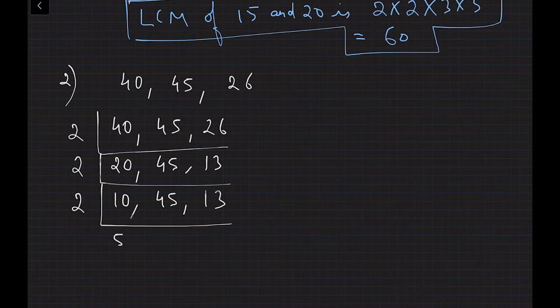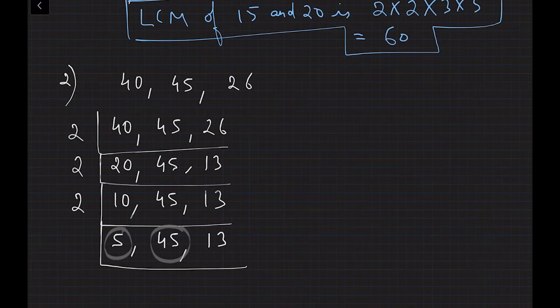2 5s are 10. 2 doesn't divide 45, therefore 45 is written as it is. 2 doesn't divide 13, therefore 13 is written as it is. Now we cannot continue this process further with the prime number 2 because 2 doesn't divide 5, doesn't divide 45 and 2 doesn't divide 13 also. Therefore, we need to look for the next prime number.